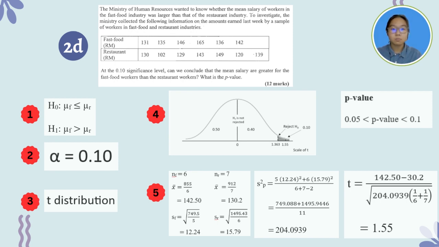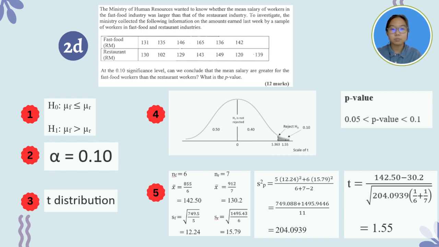Step 1, we state that H1: mean population for fast food workers is larger than the mean population for restaurant workers, while H0: mean population for fast food workers is smaller than or equal to the mean population for restaurant workers. Our significance level is 0.1, and we use the t-test as the standard deviation for the population is unknown. From the t-table, we found that the critical value is 1.363.